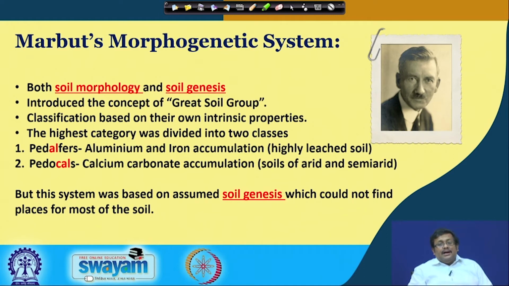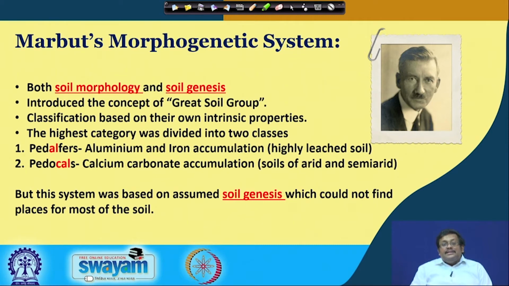adopted the proposed system of Dokuchev, and he gave a system called the morphogenetic system, and this system is based on both soil morphology and soil genesis. So, that is why it is called the morphogenetic system, and he was the first to introduce the concept of great soil groups, and he gave the classification based on their own intrinsic properties. As I have told you, it is a morphogenetic system.